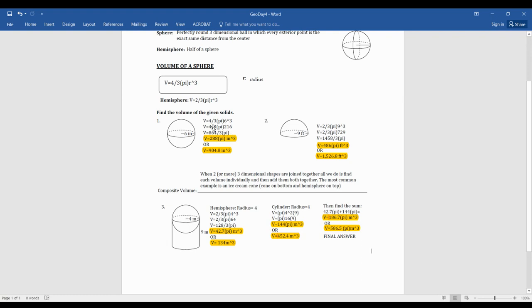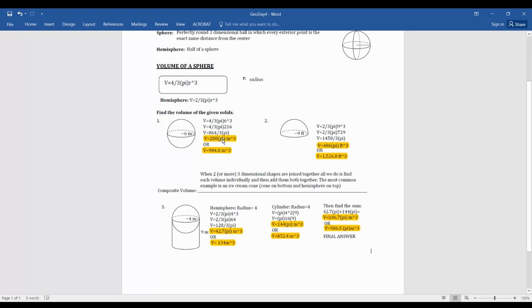I keep pi in my answer. 864 divided by 3 would give me 288 pi, and then I'll add in my units, which is inches cubed. If I decide to multiply out that pi, the 3.14159, I would get a final answer of 904.8, still inches cubed. So these are both correct answers.